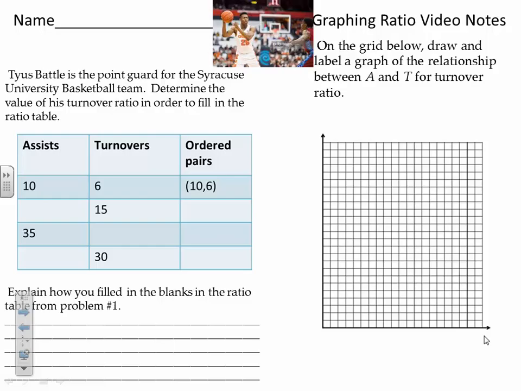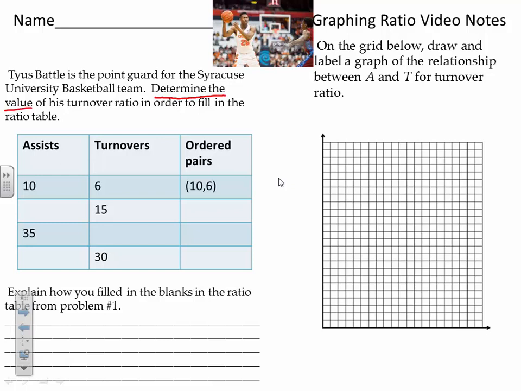Hey everybody, this is your graphing ratio tables video note. So if you read this first little paragraph, it says that Tyus Battle is a point guard for the Syracuse University basketball team. Determine the value of his turnover ratio in order to fill in the ratio table. The most important thing it says is determine the value.